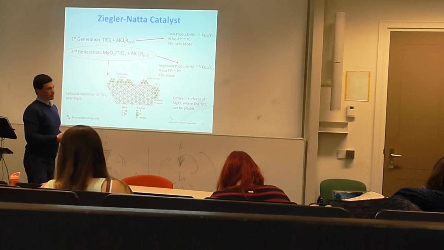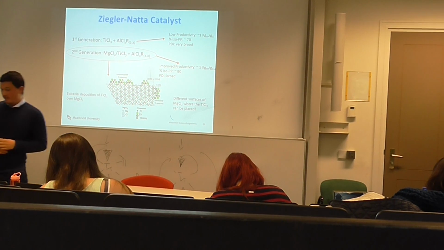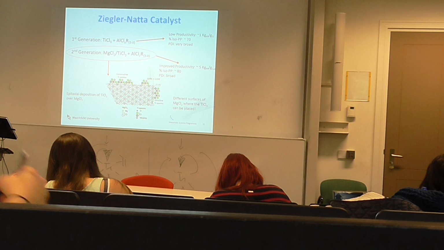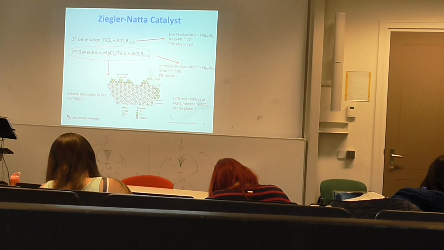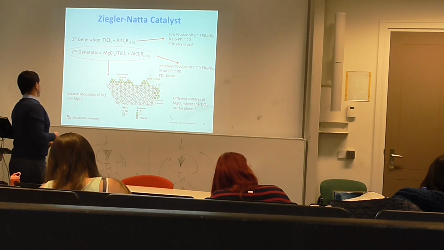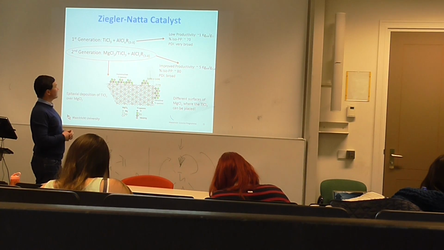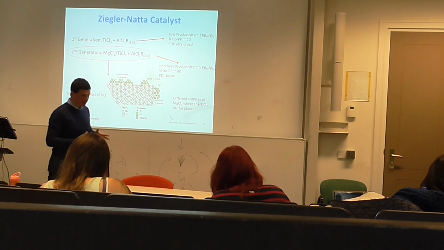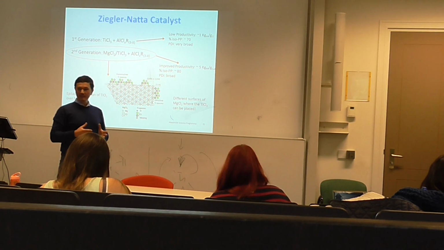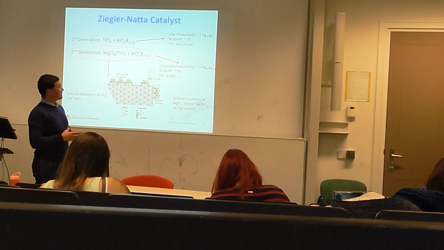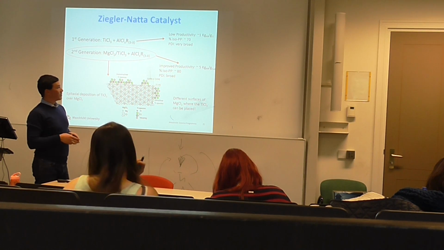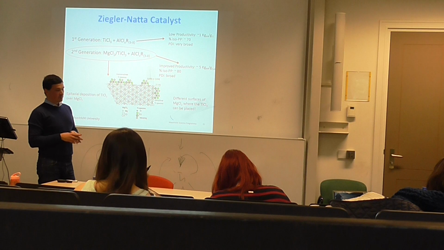Now, some words about the catalyst itself. The first generation we have seen is the titanium trichloride activated with aluminium alkyl. This is the first catalyst discovered, and it has quite low productivity. So it's about 1 kilogram of PP per gram of titanium.